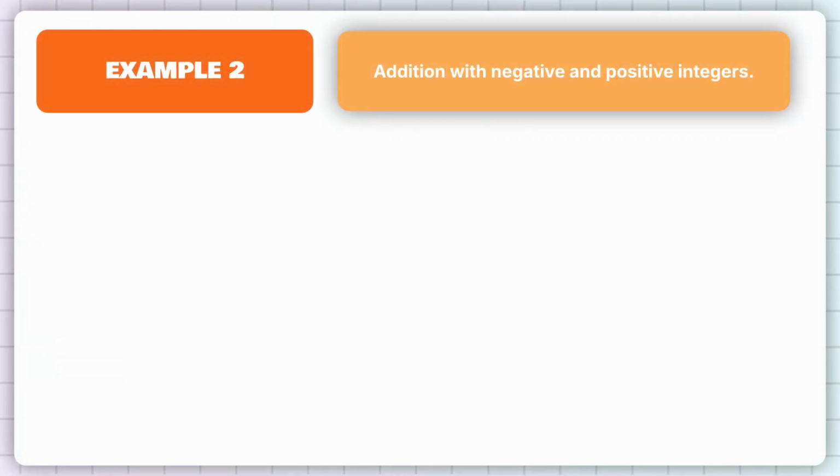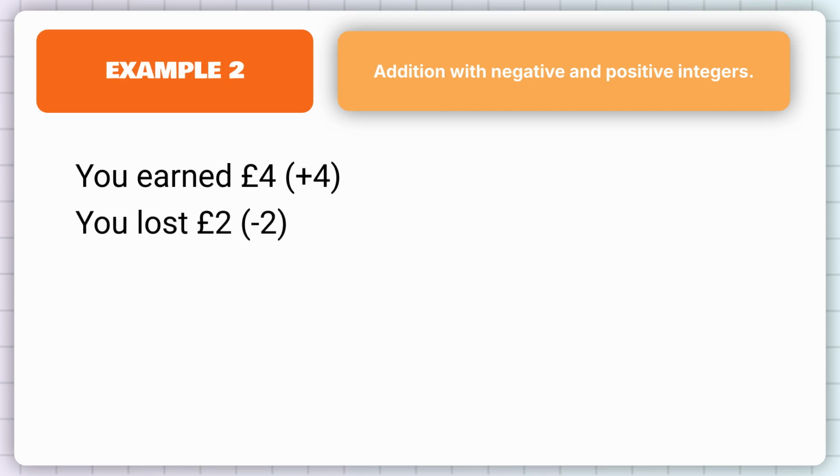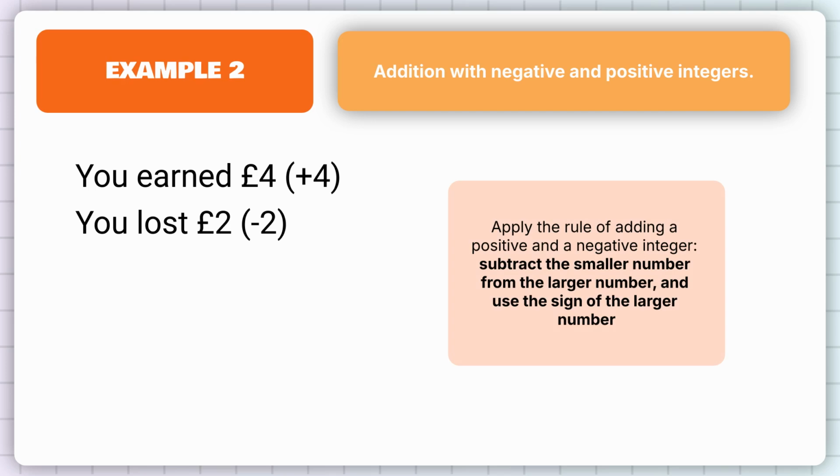Example 2, addition with negative and positive integers. Now let's look at a more complex scenario where we add a negative integer and a positive integer together. Assume you earned £4, for which we use +4, but then you lost £2, which we represent as -2. To figure out your financial standing now, the rule here tells us that when a positive and a negative integer are being added, we subtract the smaller number from the larger number and then use the sign of the larger number. So we will subtract the absolute value of -2 from 4, which results in 2. As 4 is larger than 2, we use the positive sign, giving us a result of +2. Thus, you now have £2.